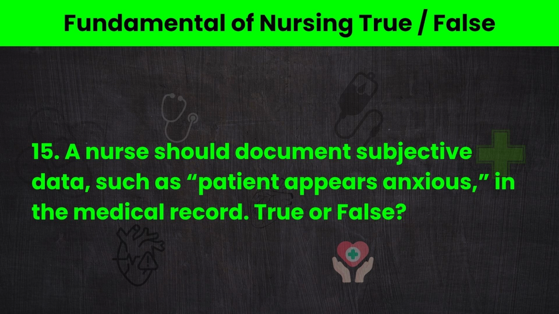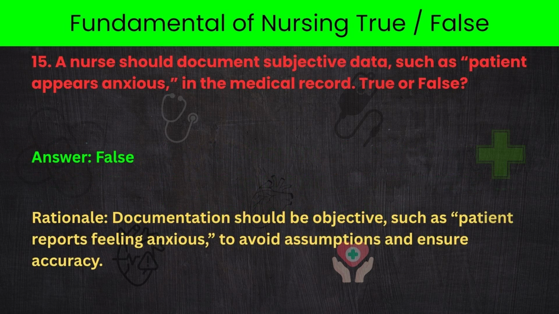15. A nurse should document subjective data, such as patient appears anxious, in the medical record. True or false? Answer: false. Rationale: documentation should be objective, such as patient reports feeling anxious, to avoid assumptions and ensure accuracy.